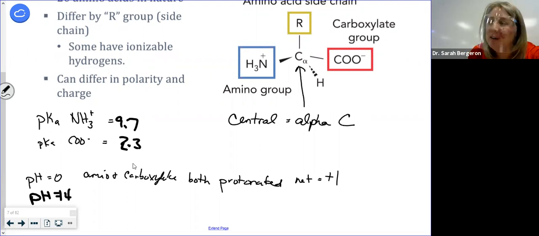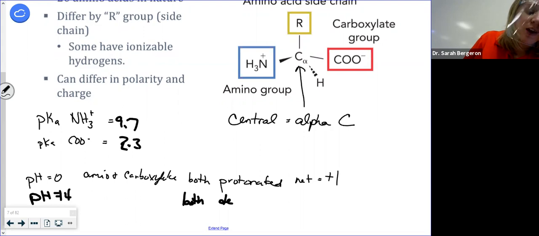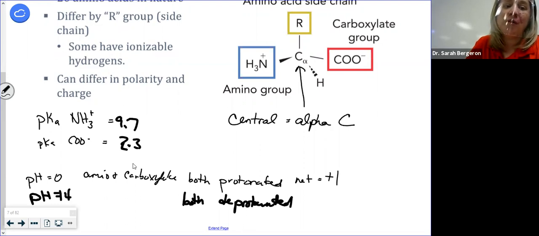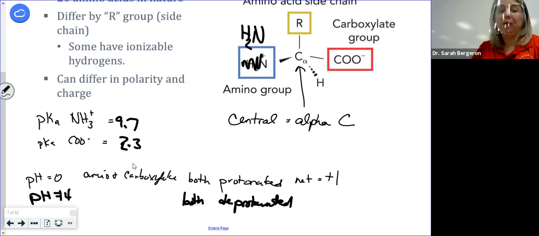Go to pH 14. We're above 9.7. So what's going to happen when we get above the pKa of both of them? We're going to deprotonate. Both are deprotonated. So if I'm deprotonated, how does this picture change? This amino group is going to be NH2. Am I going to be charged? No, that amino group is not charged. So how many charges do I have overall? Only one. Where is it? The carboxylic acid group, or the carboxylate group. So what's my net charge? -1.